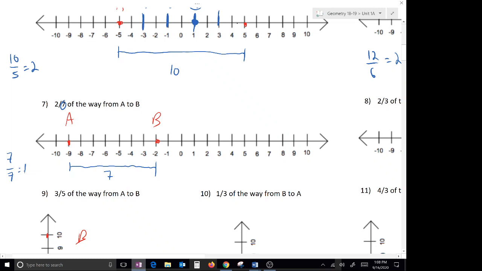So going from A to B, that's 1/7. That's 2/7, 3/7, 4/7, 5/7, 6/7, and if I actually got to B, it would be 7/7. But the one we're looking for is 2/7, or -7 would be our answer.